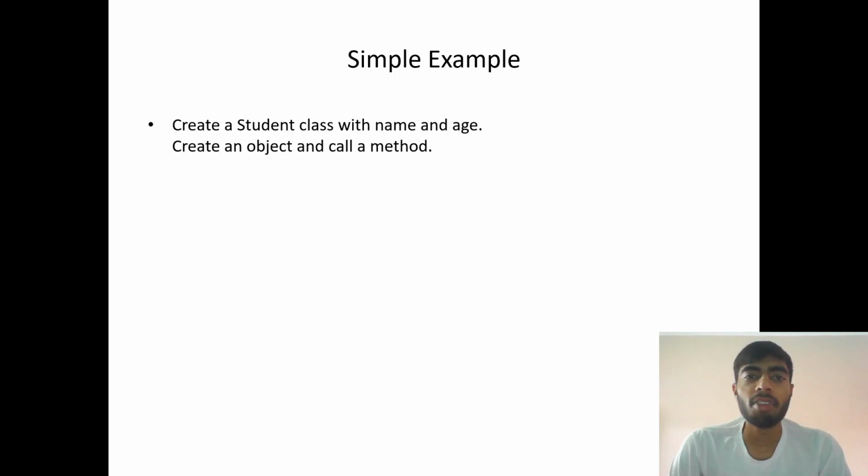Let's understand everything with a simple example. Suppose we create a student class with two attributes, name and age. We use the constructor to initialize these values. Next, we create a method called display that prints the student's information. Finally, we create an object and call the display method. This example shows how classes, objects, constructors, and methods work together in a real Python program.